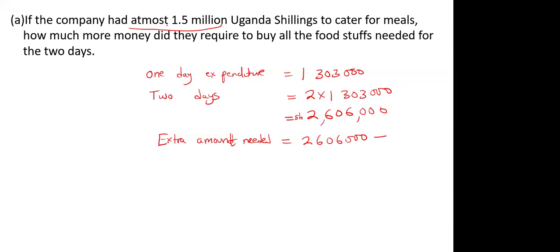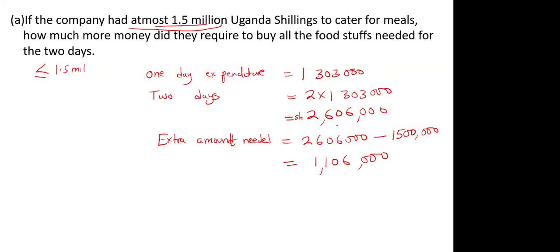Because they told us that if the company had at most, we said at most means less than or equal to 1.5 million. Now here your assumption is going to be that they have 1.5 million, because it can be less than or equal to that. Meaning that here you will say 2,660,000 minus 1,500,000. So the company will need 1,160,000. Now, how are you going to conclude?